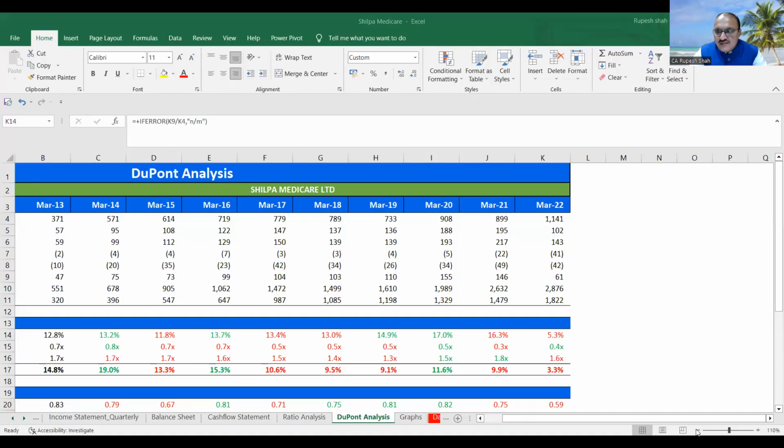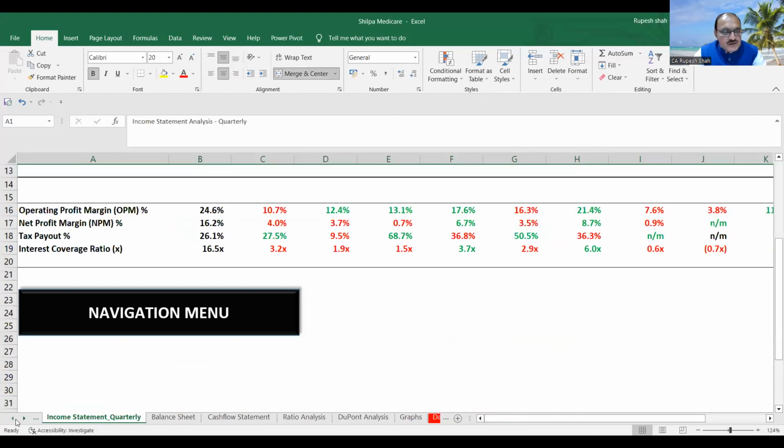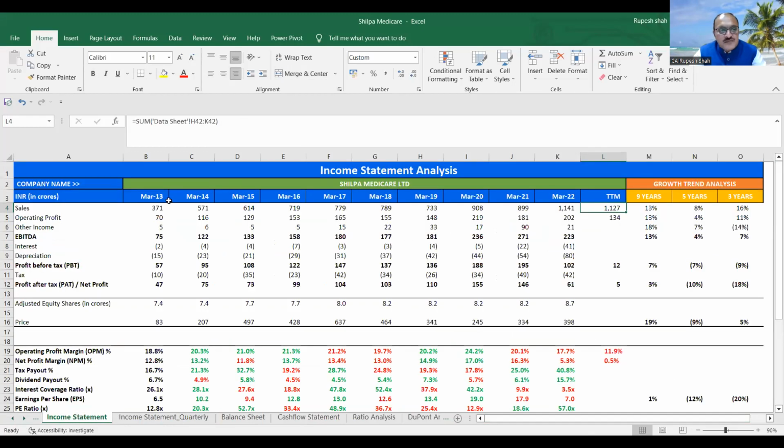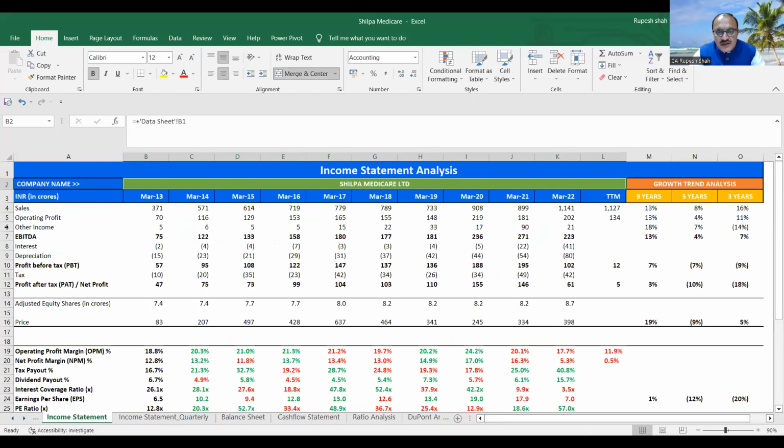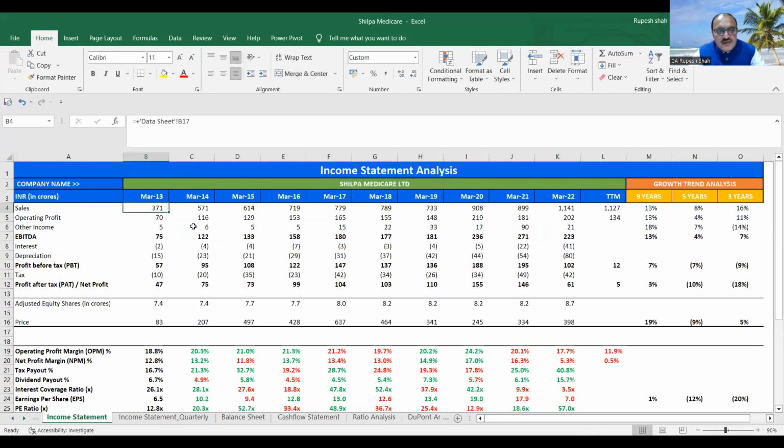Okay, thank you. So let us go to the second case study. This is an average company. And let us start again with the income statement. The name of the company is Shilpa Medicare, right? Now Shilpa Medicare Limited. This company has gone from 371 crore to 1141 crore in 22. What is the story? 9-year growth rate 13%, 5-year coming down, and 3 years again going back to 16%.